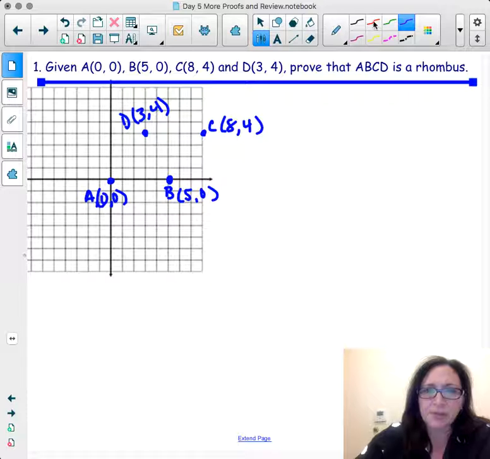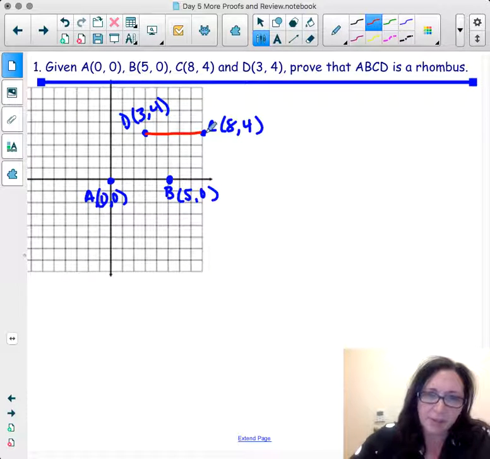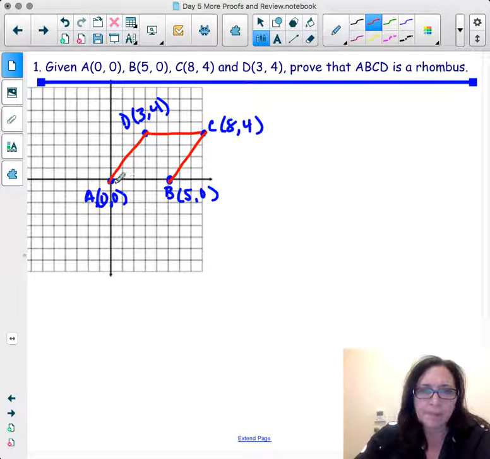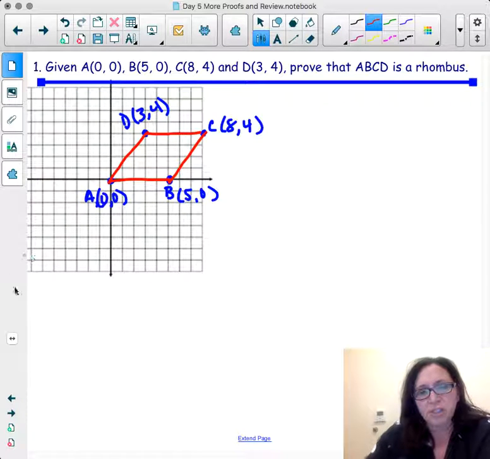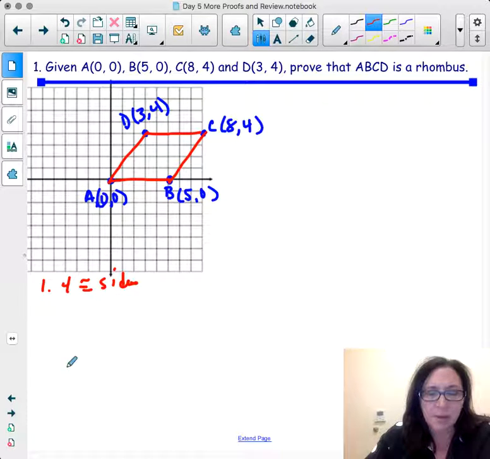So a couple of things. First of all, in order to show whether or not it's a rhombus, what are the characteristics of a rhombus? Just for review, some characteristics of a rhombus: number one, it has four congruent sides. Number two, well, of course, it has all the characteristics of being a parallelogram.